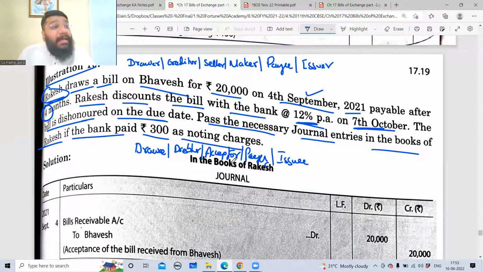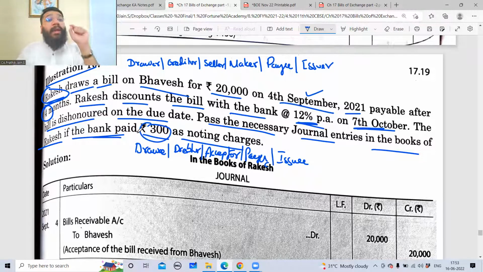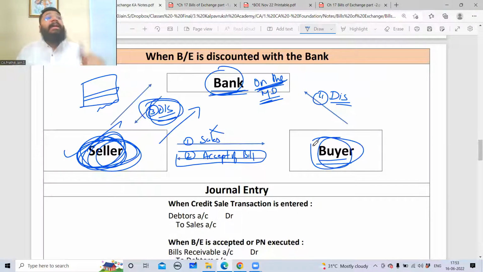20,000 plus bank paid 300. So what did the bank do? When the bank went to the buyer and the buyer said he's not giving the payment, immediately the bank went to the notary public. He took the notary public along and asked the notary public to ask why he is not making the payment. So the bank put the notary public in front, and now the notary public is having a conversation with the buyer.